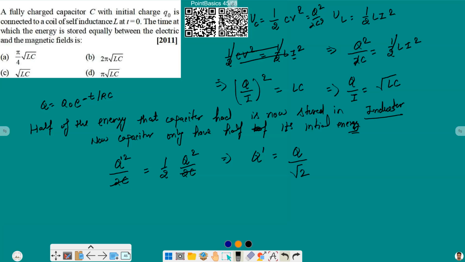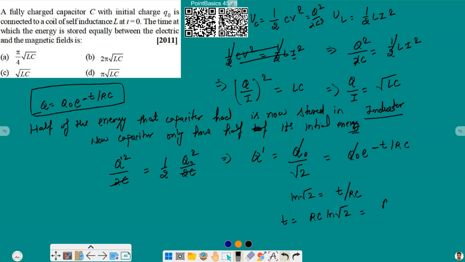Now Q dash is the charge at any time t, and it is given by this equation because the capacitor is discharging here. Let me write it as Q node, because we have assumed that the maximum charge will be Q node. So Q by root 2 is equal to Q node e raised to power minus t by RC. Q node gets cancelled. Taking log, we get ln root 2 is equal to t by RC, and the time comes out to be RC ln root 2, and we can further write it as RC by 2 into ln of 2.